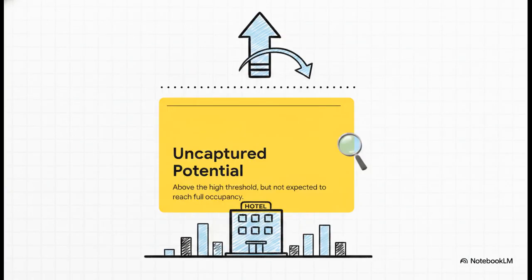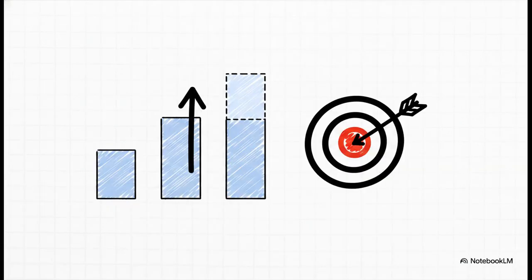Okay, let's transition into Group 3, Uncaptured Potential. Now, the definition here is a date that is above that high threshold, but unlike Group 2, it is not expected to actually reach full occupancy. It has a remarkably strong base, sure, but it's kind of stalling out. The business condition here tells us that the hotel isn't capturing enough additional demand to finish the job. But hey, here is the good news. This is a highly recoverable state. The date is so incredibly close to becoming highly valuable, if you just manage it correctly and decisively.